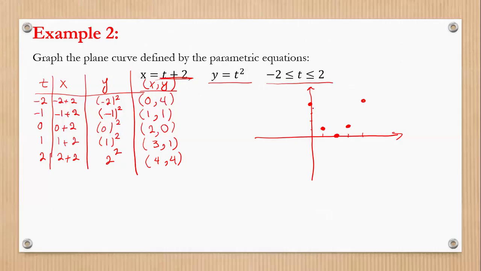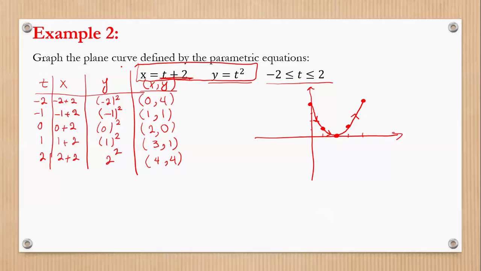So connect the points and show the direction. And that's the graph of these parametric equations. And you can see we get a parabola. So how do we know if these two parametric equations represent a graph of a parabola? By eliminating the t.